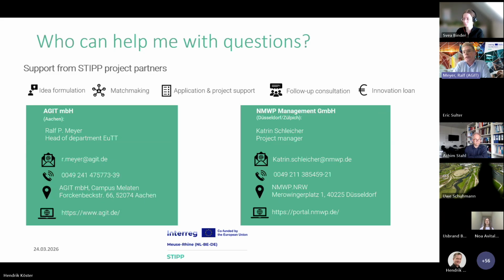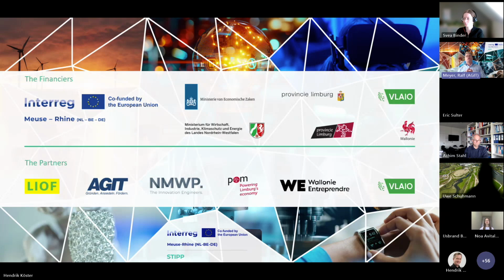And maybe the last slide, so that you can also see an overview of the partners. You can see our partners starting from Leof in the Netherlands, POM Limburg in Belgium, Limburg, and also Vlaio in Flanders. And for the French-speaking part of the region Meuse-Rhine, and the German-speaking community in Belgium, it is Wallonie Entreprendre, and you can also see our finances here.